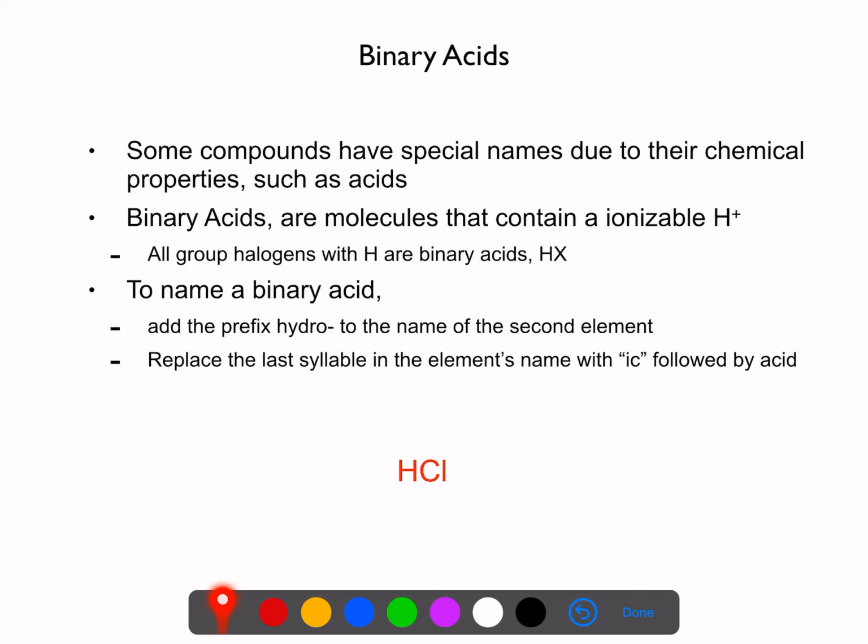And so what we'd have here for HCl would be hydrochloric, and then we'll finish off with acid, right? And that would be true for any H halogen. So that's HF, HCl, HBr, HI, etc. So that ends our mini lecture on naming simple compounds.